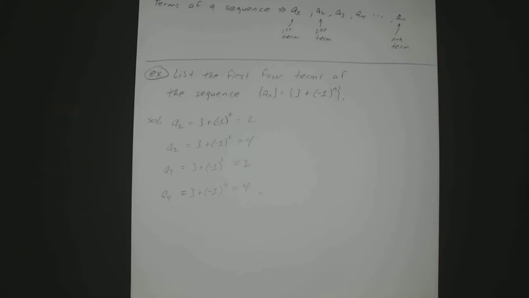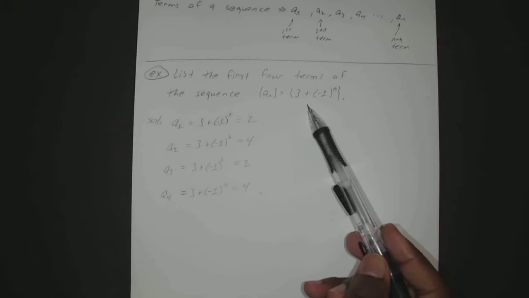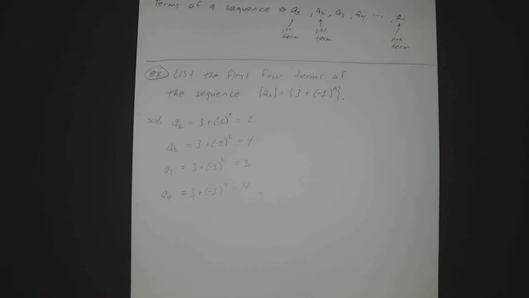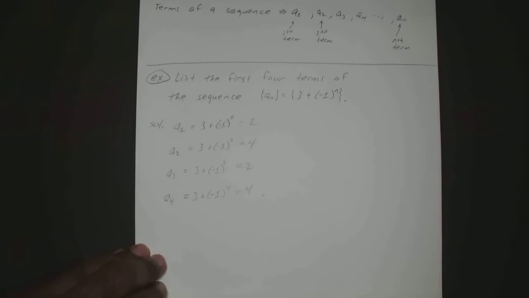So here we have the sequence, and they gave us the a sub n, and we figured out the terms. So now they're going to give us the actual terms, and we have to figure out the a sub n. Some of them will be easier than others.